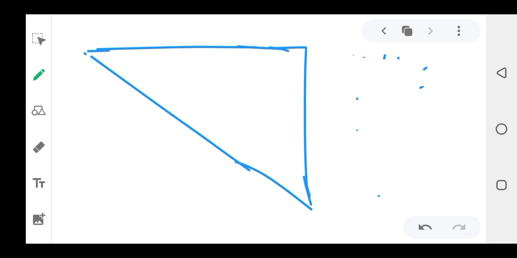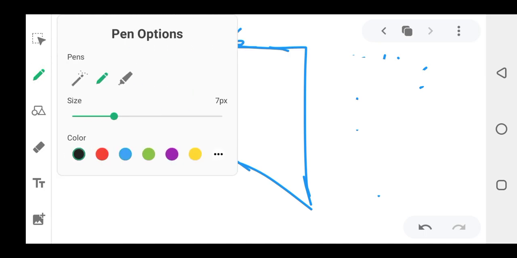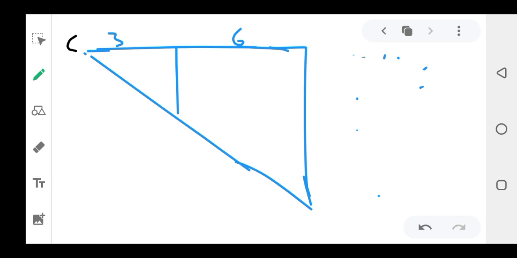Then this is a, and then here it was 3 centimeters. Here it was 6 centimeters. And then here it was C. This is the P. And then that is the A. Point A. Point B is here. Point Q is here. Point C is there. And then this distance is 12. Okay?